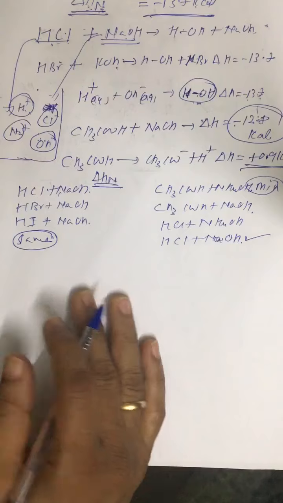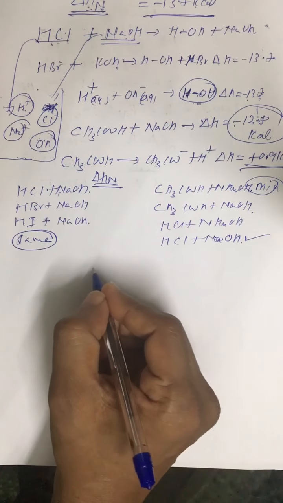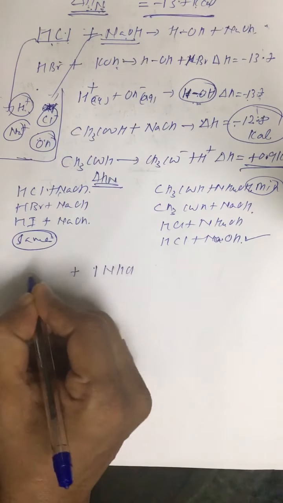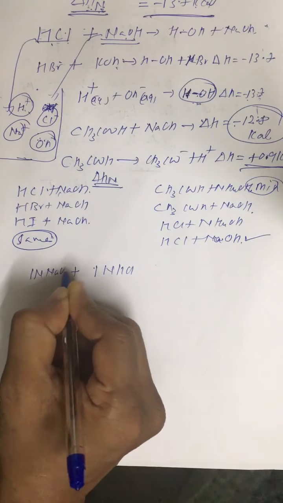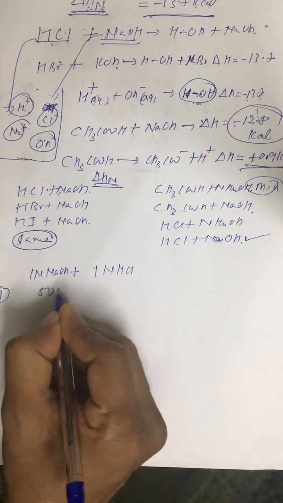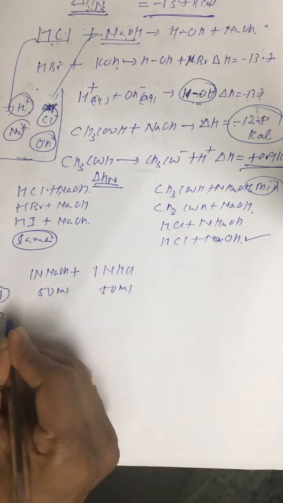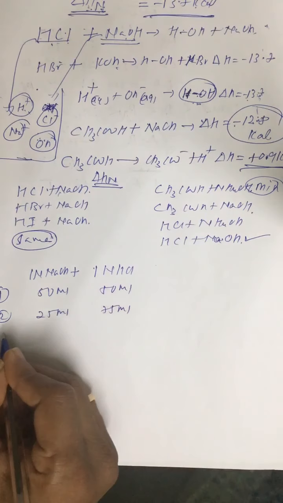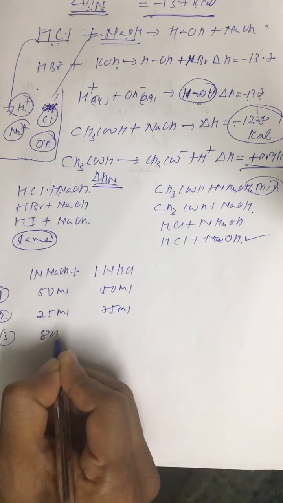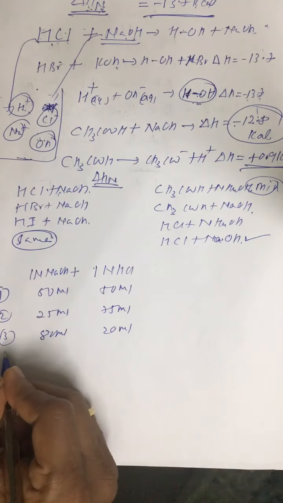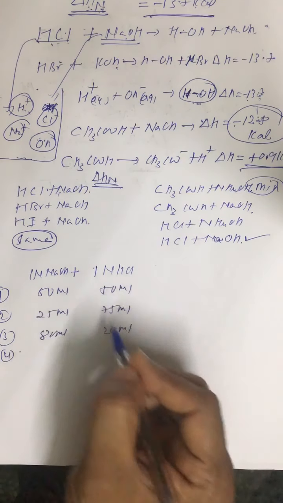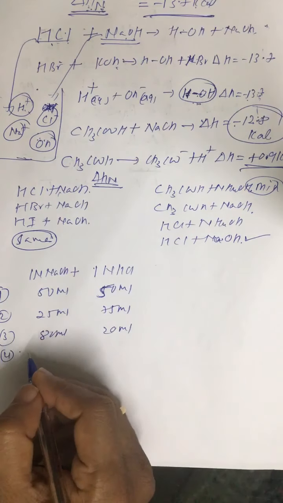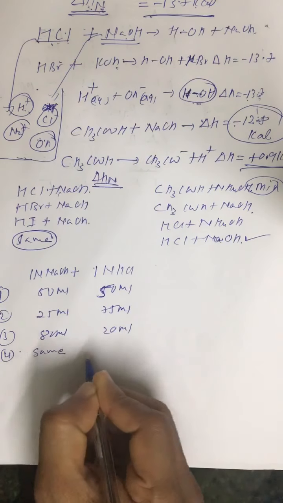All right, and then we have questions like we are given one normal HCl and one normal NaOH. These two are mixed, say 50 ml and 50 ml. Second, it is 25 ml and 75 ml. Then third we have 80 ml and 20 ml, and the last option says same in all. The question is, in which case is maximum amount of heat released?